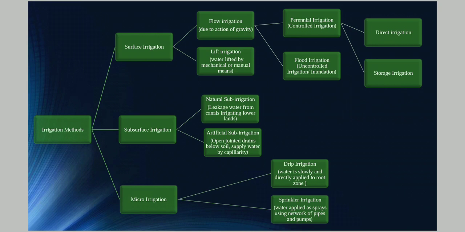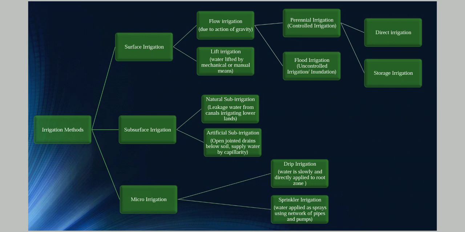In direct irrigation, the water is obtained directly from the river by diverting it and it is directly used for the land area to be irrigated. In storage irrigation, we construct certain impounding structures like reservoirs across the river and then we utilize the water during the needy time. Next is subsurface irrigation.